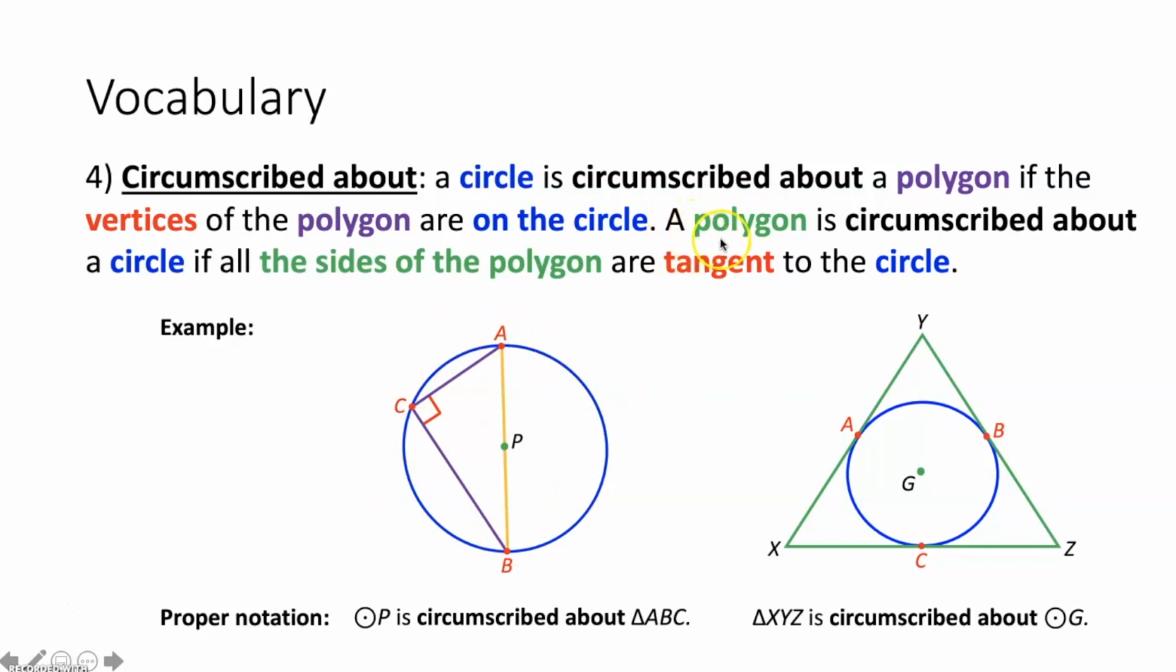The second part says a polygon, here we have triangle XYZ, is circumscribed about a circle, circle G, if all the sides of the polygon are tangent to the circle. And we see that each of these sides are tangent to circle G at exactly one point. Here, this side, segment XY, is tangent to circle G at point A. Here, this side, segment XY, is tangent to circle G at point B. Here, this side, segment XZ, is tangent to circle G at point C. Therefore, triangle XYZ is circumscribed about circle G.